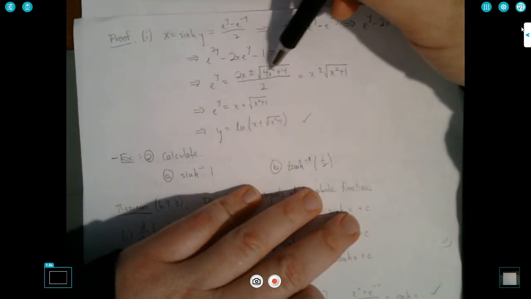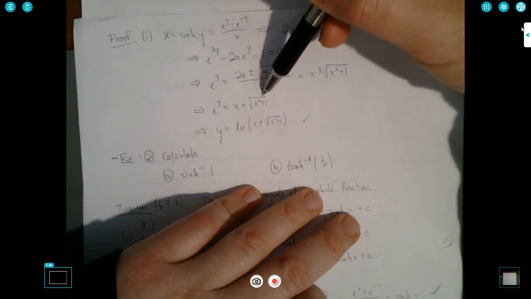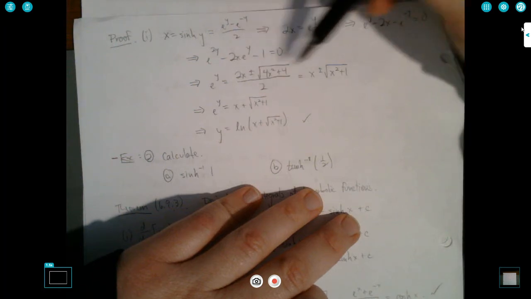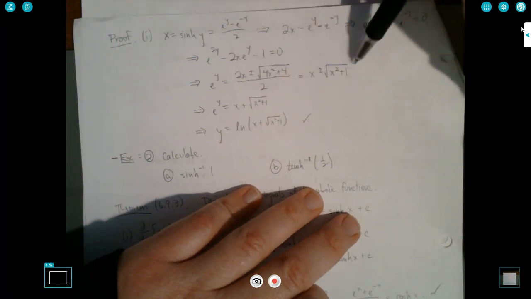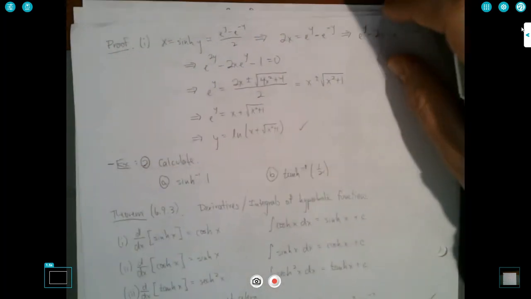Now, here we can factor out a 4 and take the square root of 4, and it would be 2. And we can take that out of the square root, and then we can cancel all the 2's. And the result would be that we would get x plus or minus the square root of x squared plus 1. Okay, finally, we're almost there now, right?